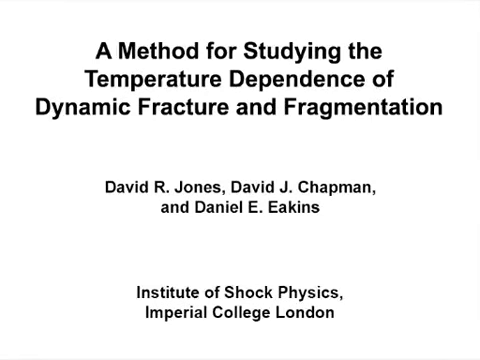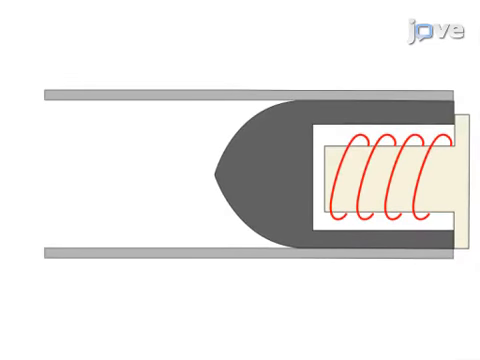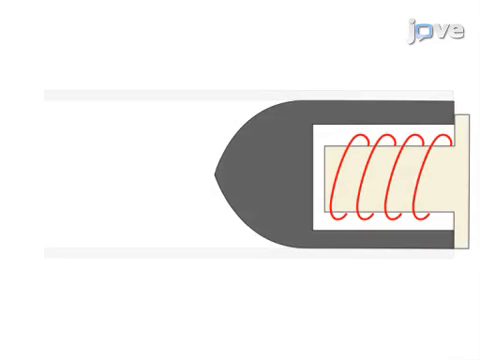The goal of the following experiment is to develop a method for studying the dynamic fracture and fragmentation of a material under high strain rate tensile loading for a range of initial sample temperatures. This is achieved with a gas gun-driven expanding cylinder geometry, where the sample takes the form of a hollow cylinder containing a steel ogive-shaped insert, within which is the temperature control apparatus.